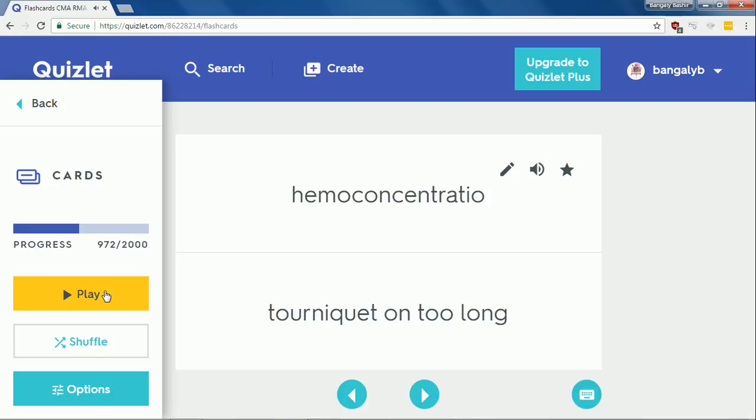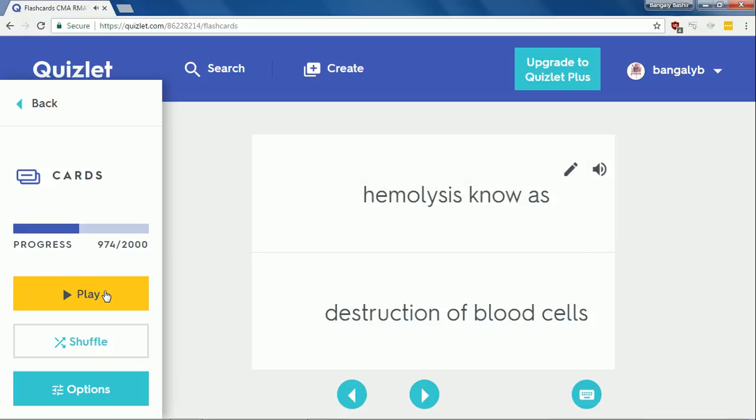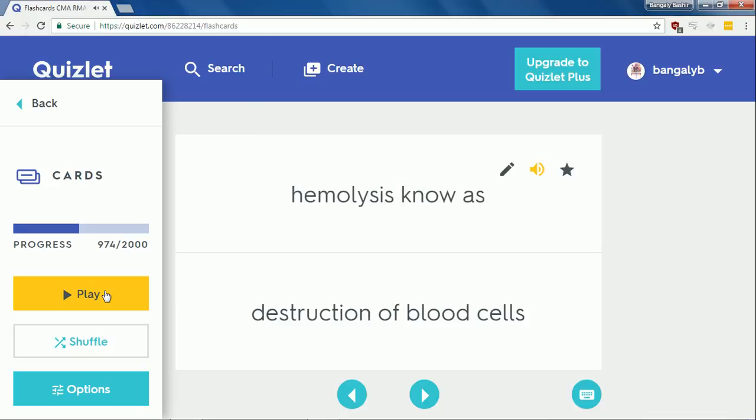Hemoconcentrate ratio. Tourniquet on too long. Diurnal rhythm. Timed intervals because of medication or daily rhythm. Hemolysis, NOAS. Destruction of blood cells.